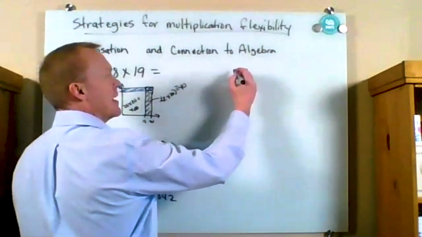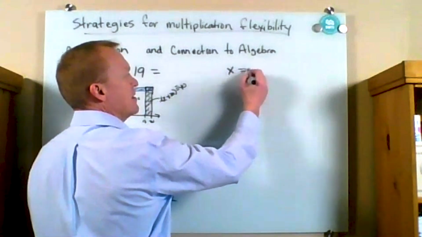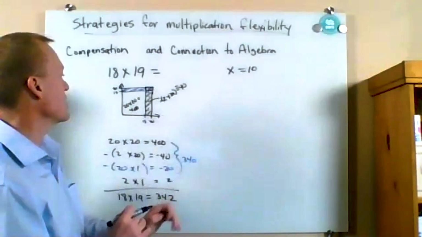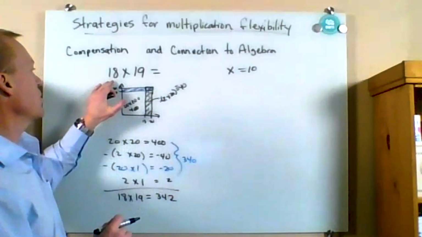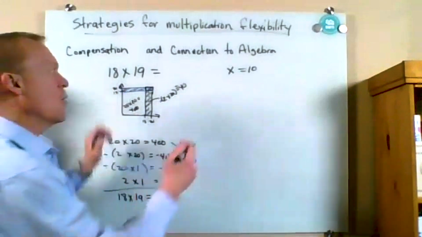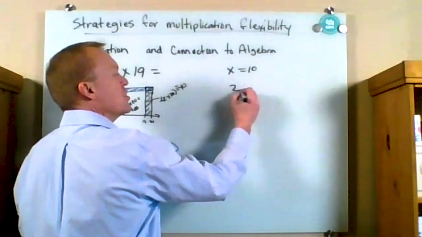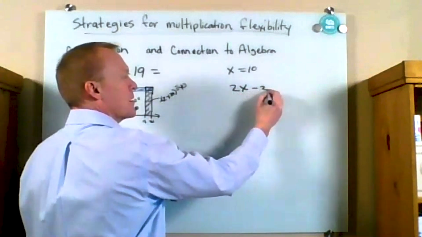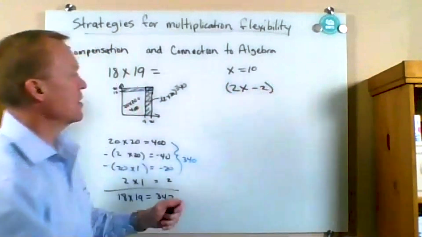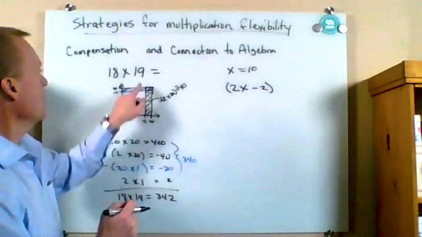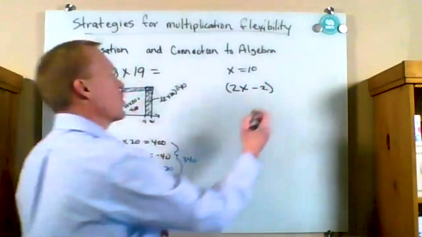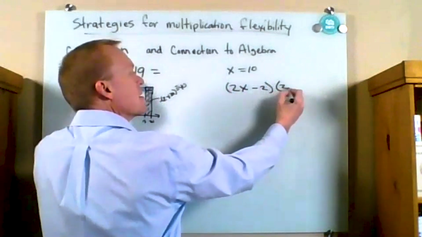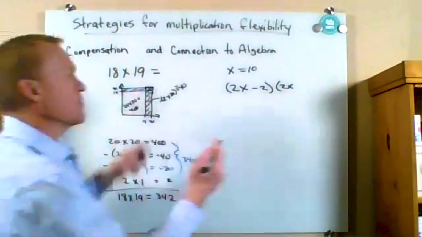Okay, now I'm going to look at that algebraically. Let's say x is equal to 10. X could be anything, but in this case, we're going to say x equals 10 just to make this example. So in this case, we're going to say 18. We would represent that as 2x, 2 times 10 is 20, subtract 2. So we have that expression here, 2x minus 2. 19, if we look at the same way, then we're going to multiply that by 20, which is 2x. But to get to 19, I have to subtract 1.